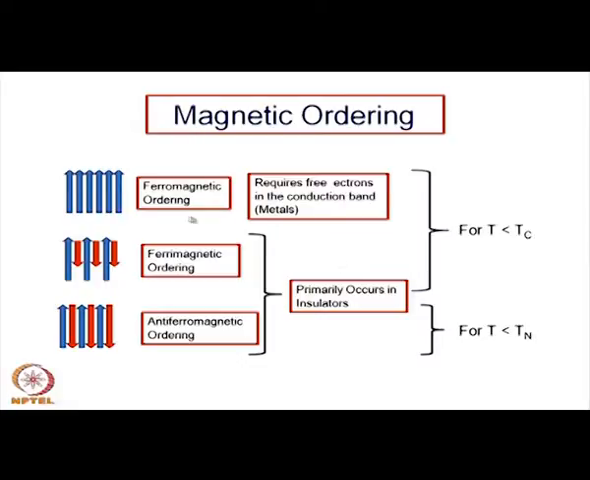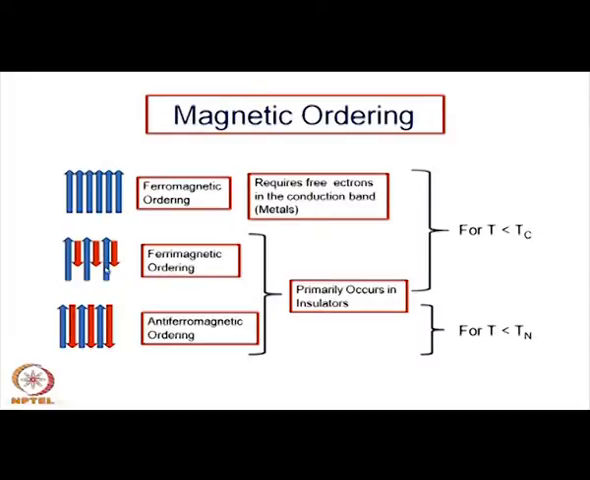Whereas there is ferrimagnetic ordering, another ordering which is mostly present in oxides, not in elements. This primarily occurs in insulators, oxide insulators. Ferromagnetism occurs primarily in metals, and requires free electrons in the conduction band. That is another requirement which gives rise to the strong parallel alignment.